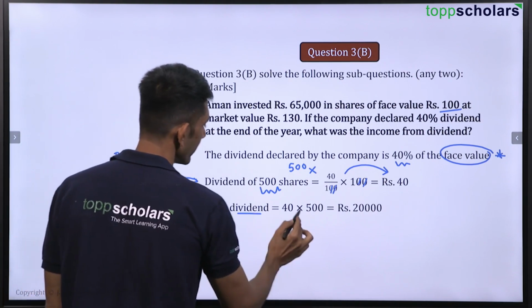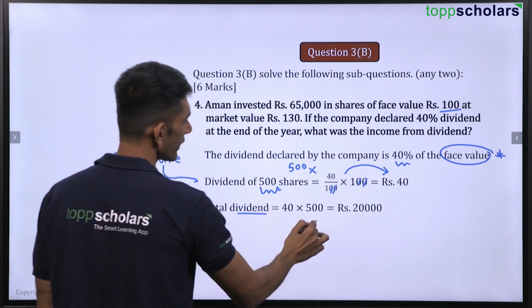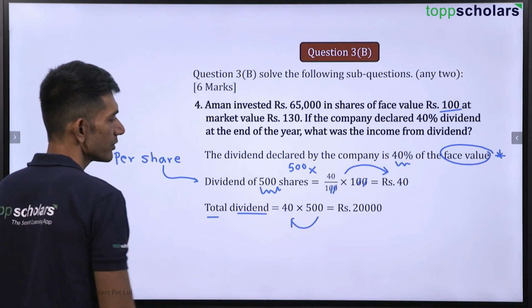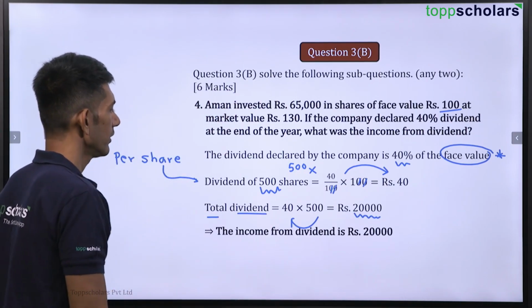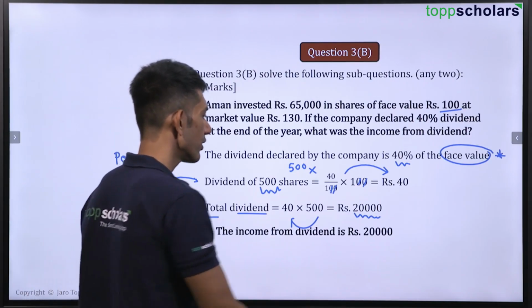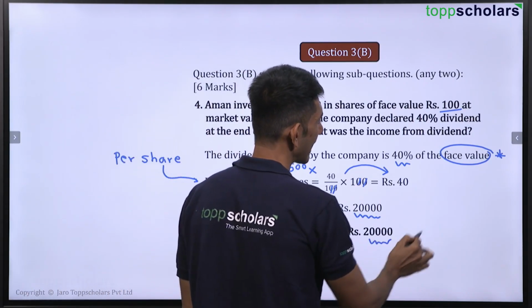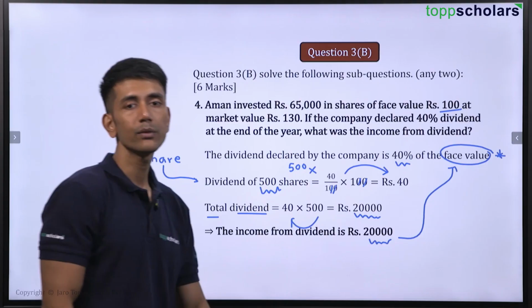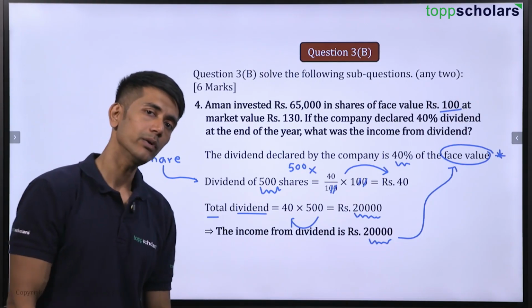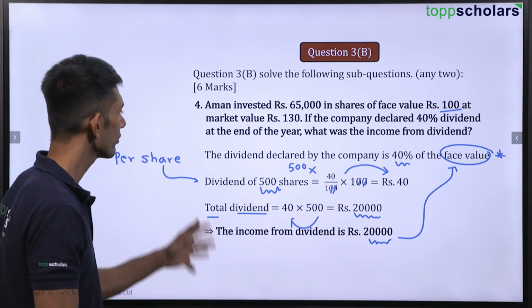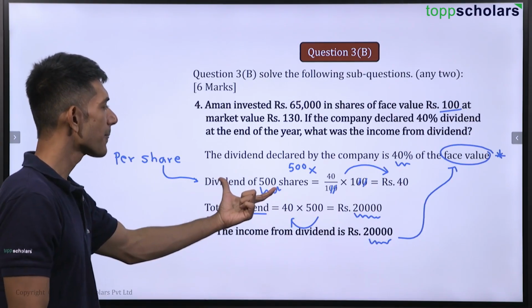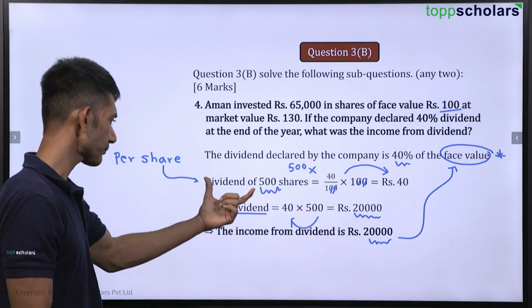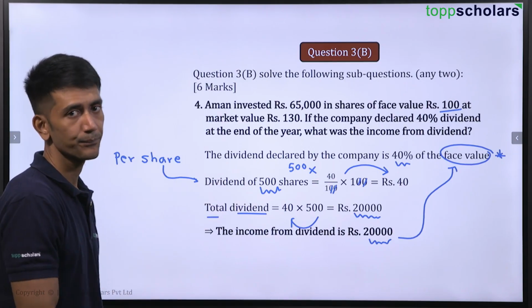So the total dividend is 500 stocks multiplied by 40, which is 20,000 rupees. Correct? So the income from dividend is 20,000 rupees, which is calculated on the face value and it is not calculated on the market value. I hope this concept, this question is clear to all of you. And this part is the dividend per share.